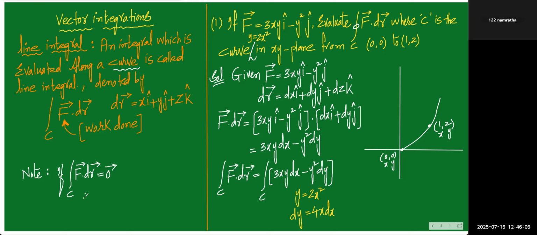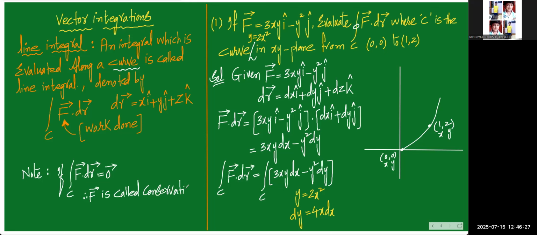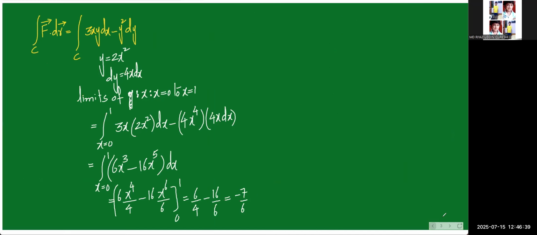Therefore, F is called conservative. Sometimes a question can come like this: show that F is conservative. F is called conservative. So sometimes in our question, it is given like that: show that F is conservative. I hope it is clear for you.